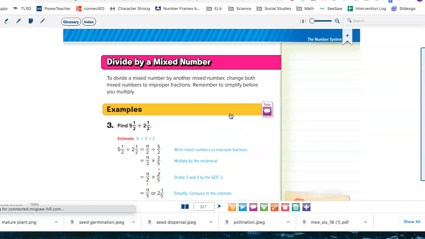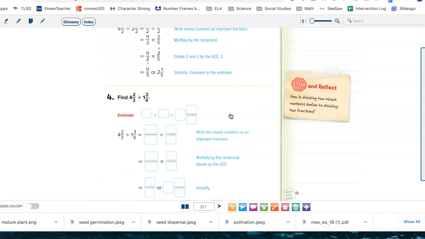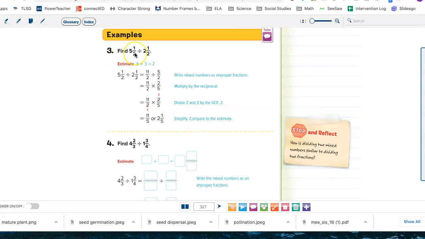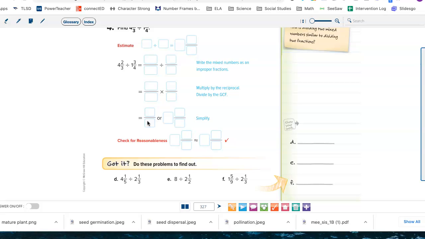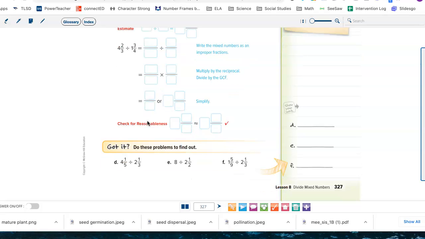Alright, then we are on page 327. These are just basically the same, but instead of 1 mixed number, now we have 2. Just don't forget to turn both of them to an improper fraction and then flip the second one. But again, we're going to go down to D, E, and F. I'd like you to do, let's do D and E.